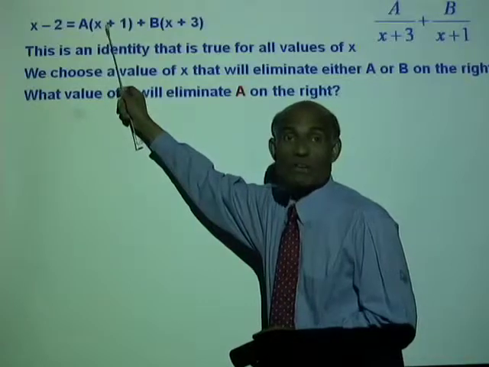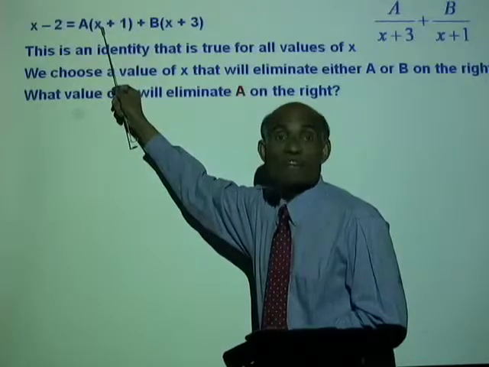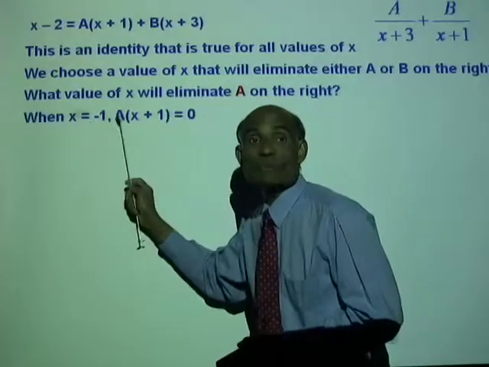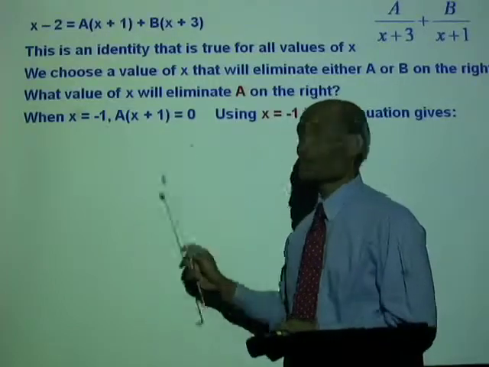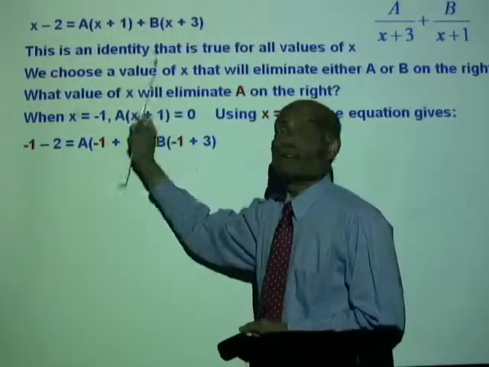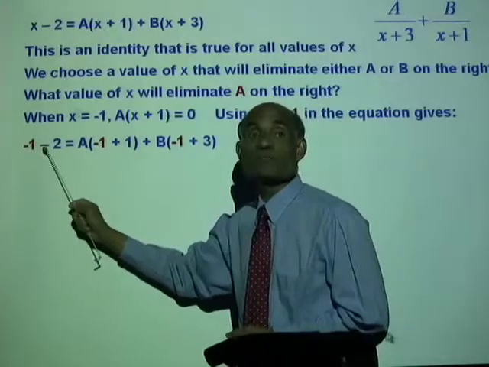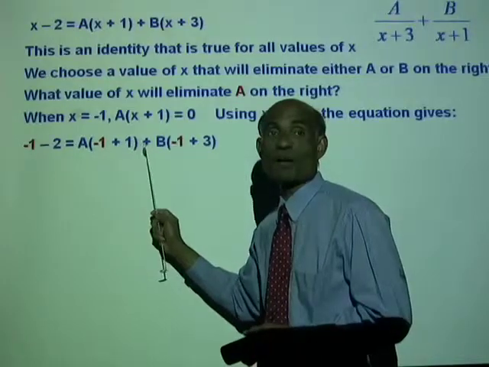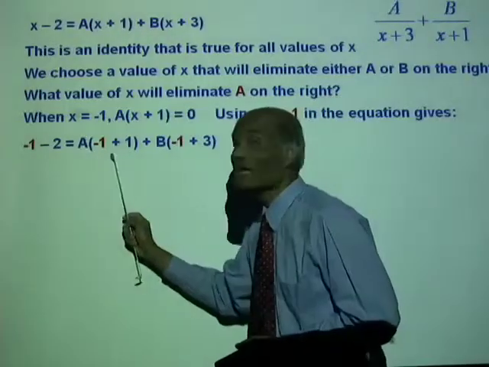That's right. So, what value of x will eliminate a? We just found out that this term containing a can be eliminated by choosing x equal to -1. So when x equal to -1, a times x plus 1 reduces to 0. So let's use x equal to -1 in this identity. Everywhere you find x, replace it by -1. That gives you -1 minus 2 equal to a times -1 plus 1 plus b times -1 plus 3. Now that will eliminate a.